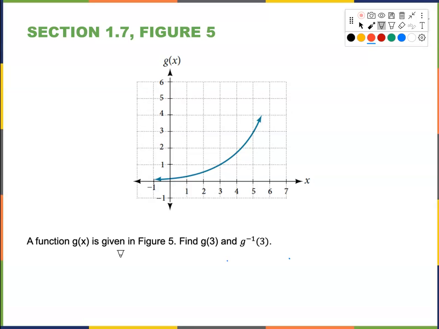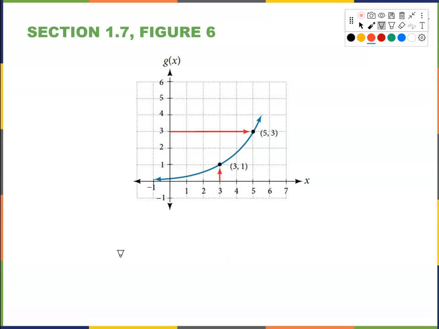Next example, a function g of x is given. In figure 5, find g of 3 and g inverse of 3. g of 3 is equal to 1. So this is your 3 and your output is 1.